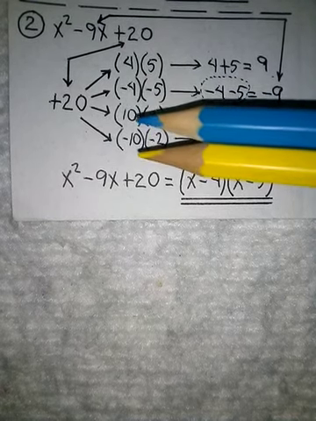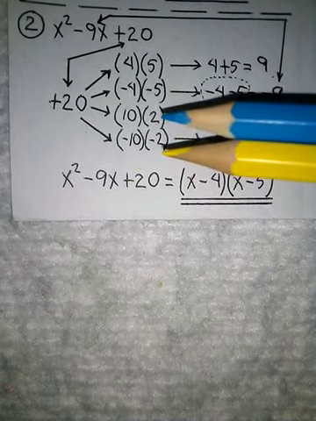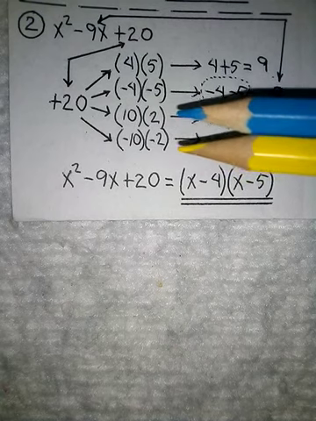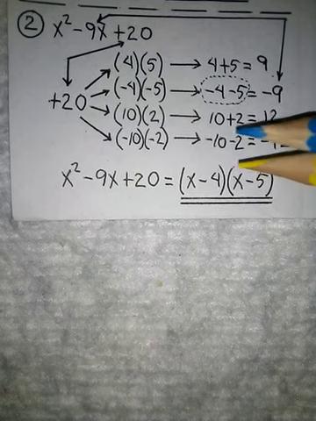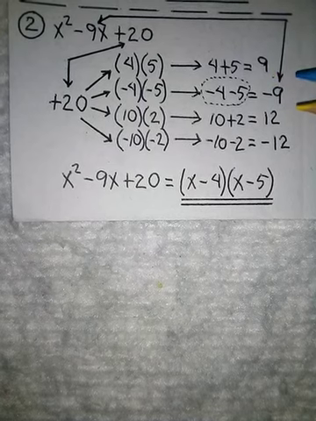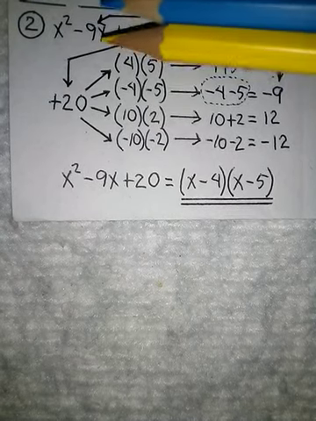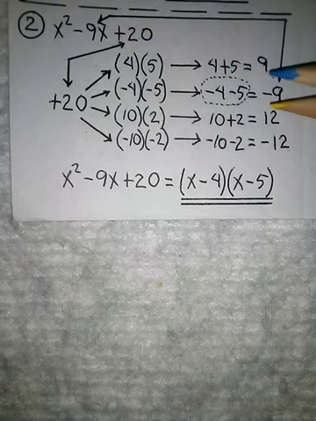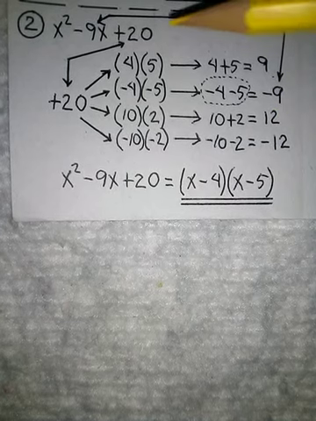And then the other possible factor is also negative 10 times negative 2. So negative 10 times negative 2 is equal to positive 20. And then if we add these two, negative 10 plus negative 2 is equal to negative 12. Now, going back here, we have the sums 9, negative 9, 12, and negative 12. So here, negative 9 is equal to the middle term of the given equation.